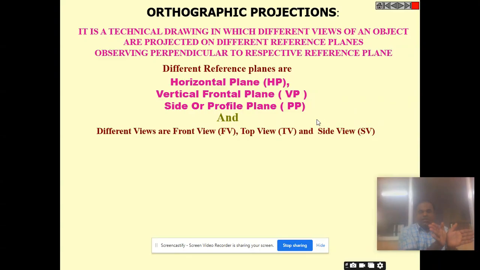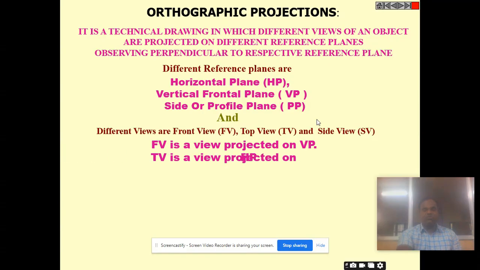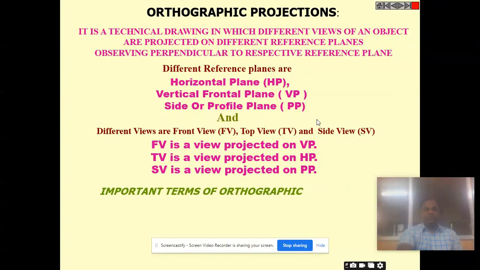Now the remaining plane is the side plane or profile plane. So whatever view we get on this plane is called the side view. Remember this: on the vertical plane we get a front view, on the horizontal plane we get a top view, and on the profile or side plane we always get a side view. You can see now the front view is projected on the vertical plane, the top view is projected on the horizontal plane, and the side view is projected on the profile plane.